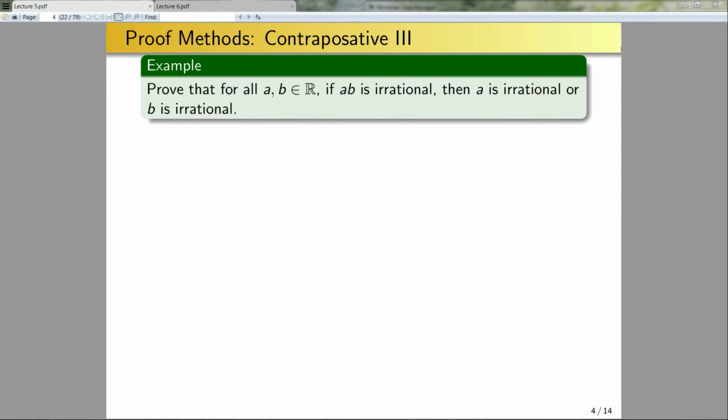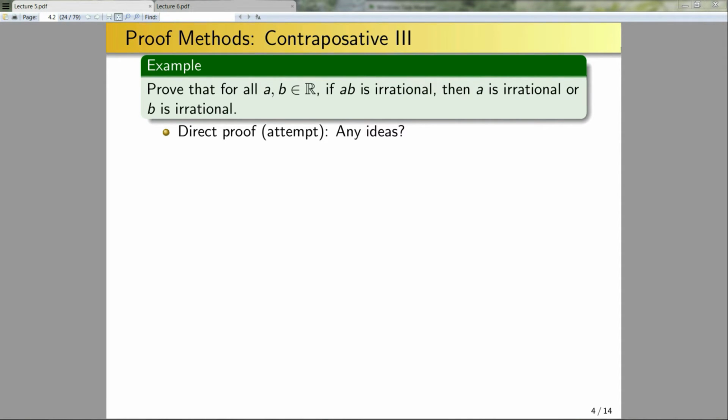Now let's look at another example of proof by the contrapositive. Prove that for all a and b in R, if ab is irrational, then a is irrational or b is irrational. If I were to attempt a direct proof, do you have any ideas on how I would go forward? Well, I'd have to assume that ab is irrational, and then I would have to prove that I couldn't factor that number into the product of two numbers that were rational.